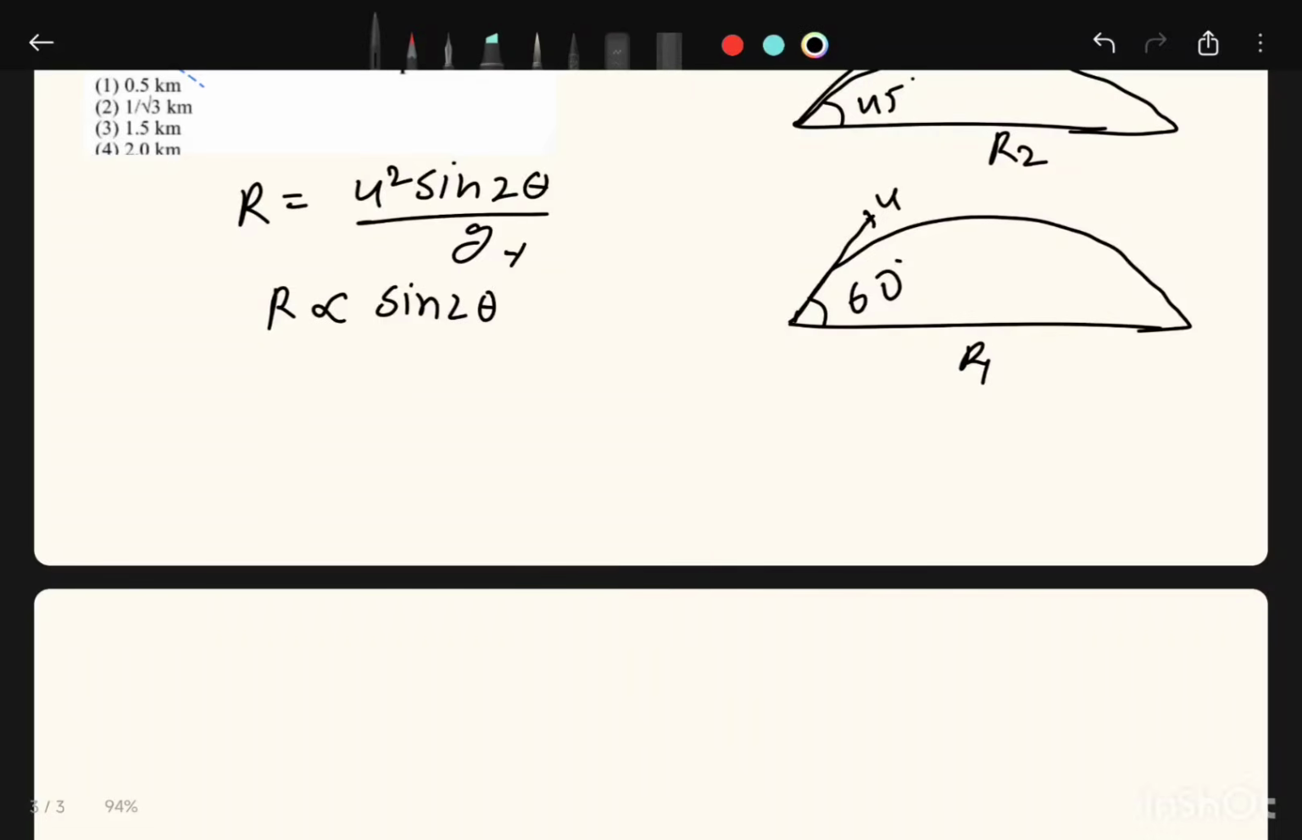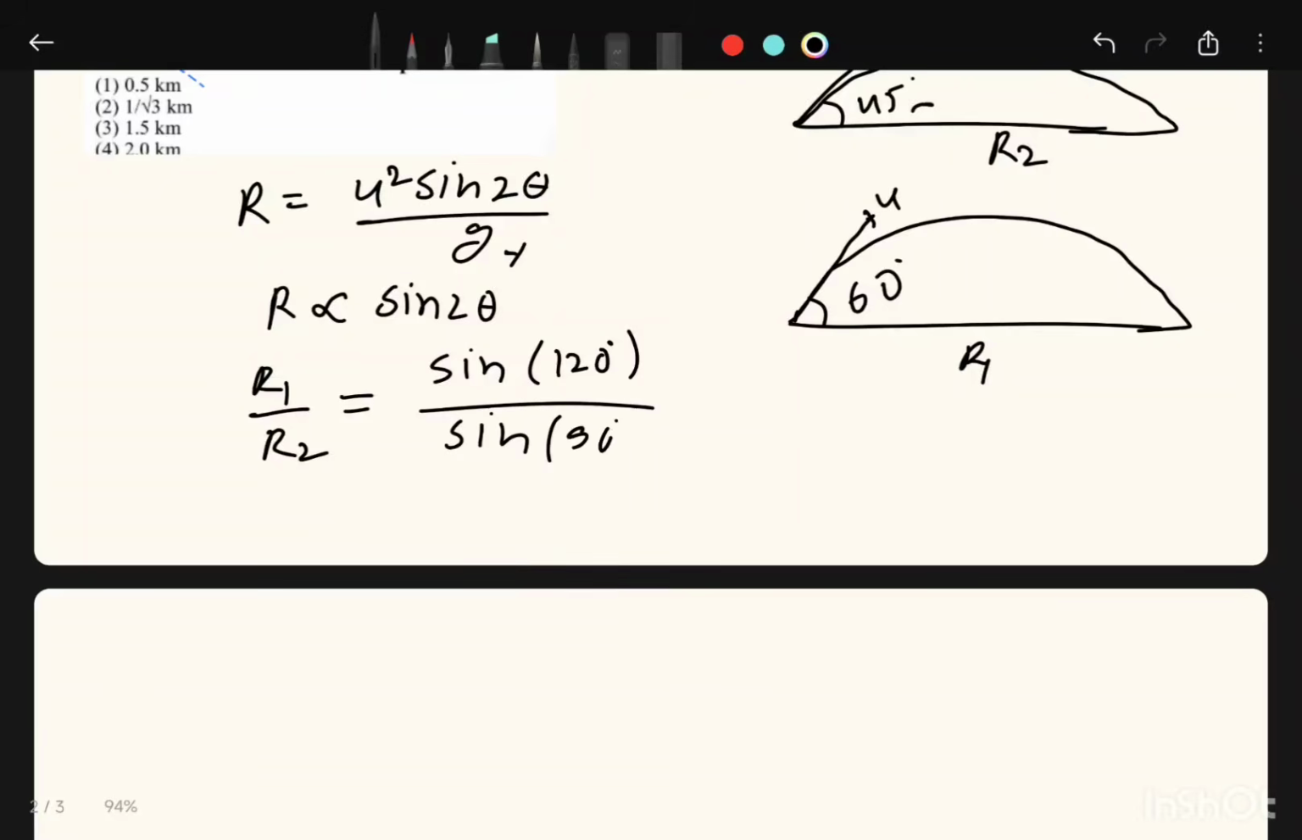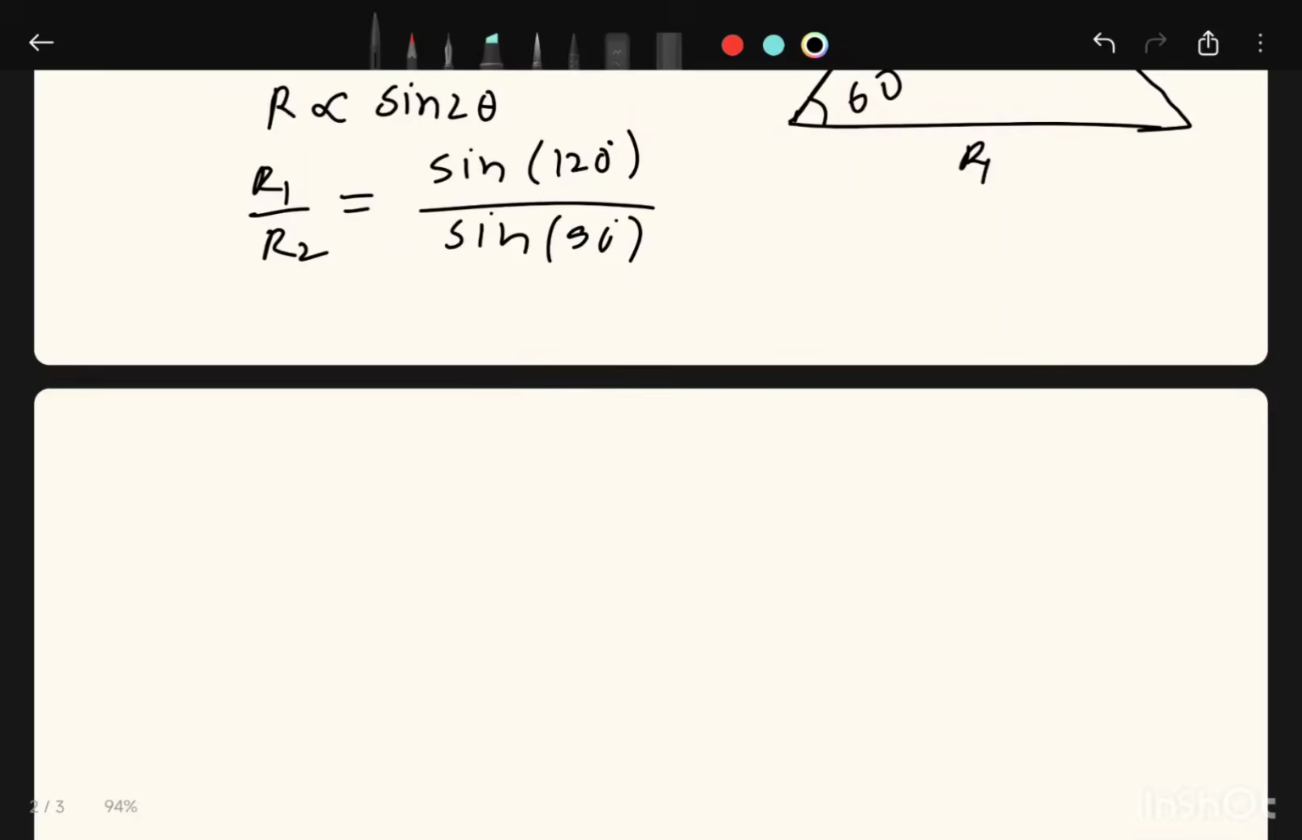So let me take the ratio of R1 and R2, right? For R1, our angle is 60 degree, so 2 theta will make it 120 degree, and for R2, the angle is 45 degree, so 2 theta will make it 90 degree, right? So the ratio will become sine 120, which is root 3 by 2, and sine 90, which is 1, right?